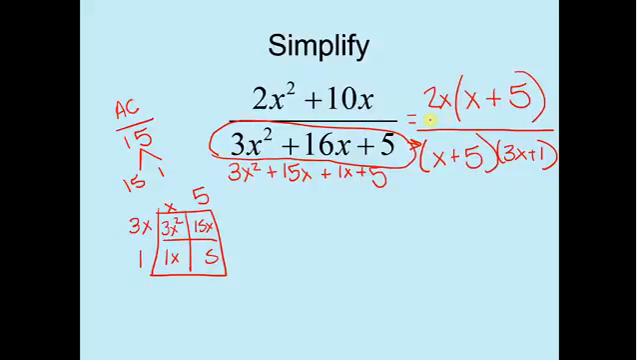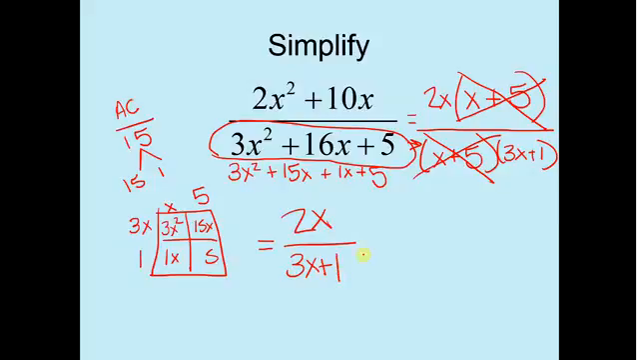So now I notice I don't have a 2x on the bottom, but I do have an x plus 5. So I can take x plus 5 out of the top and bottom, because notice they're factors. I have multiplication holding it together. So then I have 2x on top, and 3x plus 1 on the bottom.